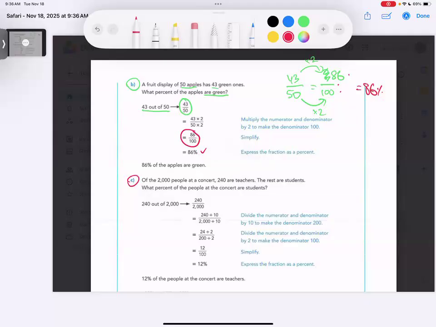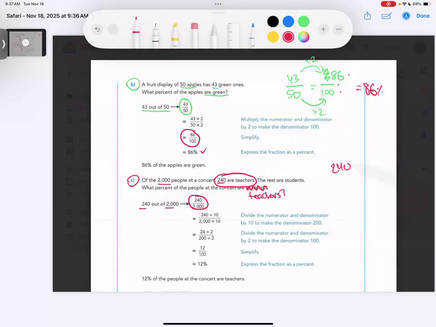Similar thing with this one here, but you might have to multiply or divide your numerator and denominator to find an equivalent fraction, to find how many over 100, to figure out how much percent. So out of the 2,000 people at a concert, 240 are teachers, the rest are students. What percent of the people at the concert are students? Well, let's change this to teachers first, because they gave us the teachers amount. They gave us 240, so 240 out of 2,000, which is this.